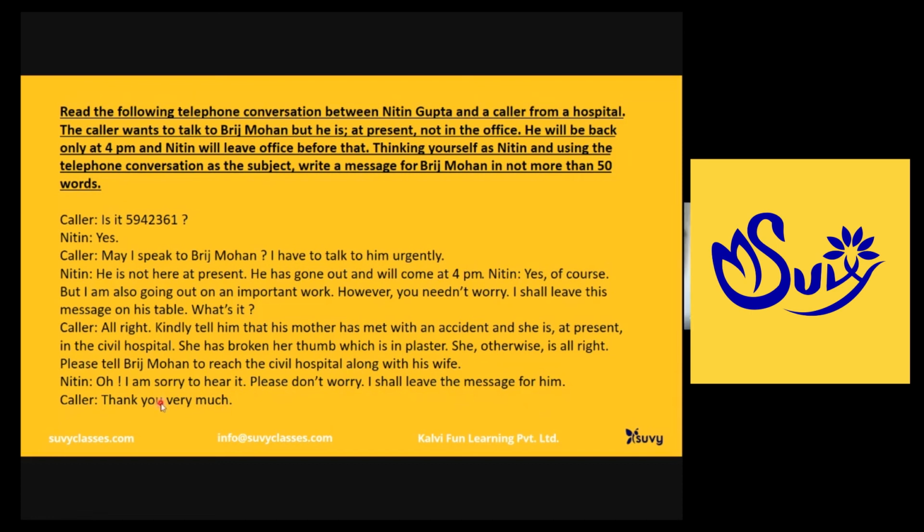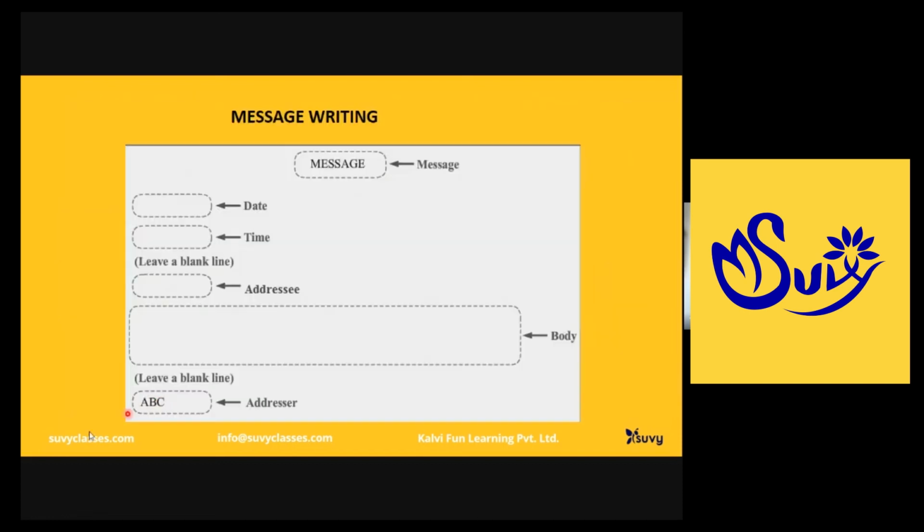Okay. So you understood? This is some important message that the caller gave. His mother met with an accident. She's in the hospital, but there is nothing to worry. She has a plaster on her thumb. She's fine now, but she had an accident, so that needs to be informed. So again, how will you start? You write message. Then you write the date, today's date, and the time, what time you're writing the message. Then you write Brij Mohan.